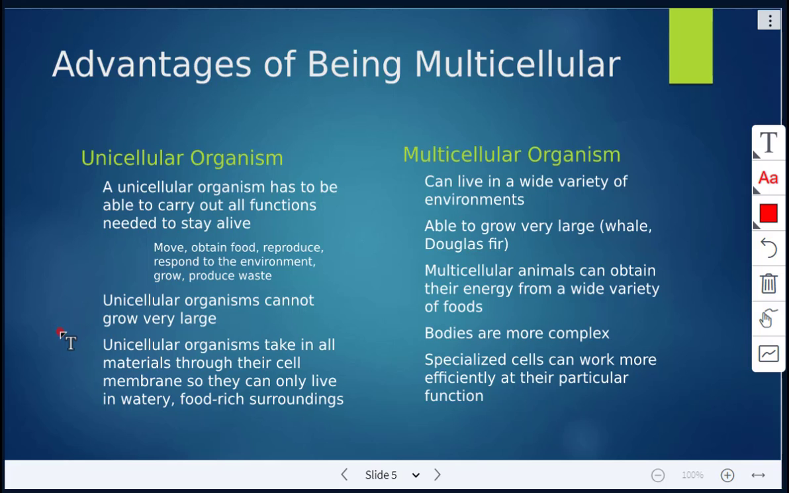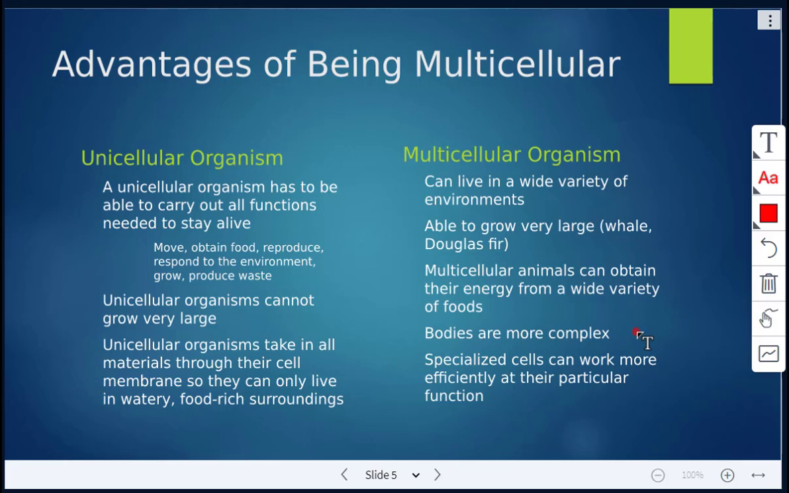Also, unicellular organisms have to take in all of their materials, all the nutrients and everything, through their cell membrane. Therefore, they can only live and survive in watery, food-rich surroundings. Multicellular organisms, on the other hand, can live in a wide variety of environments. We are able to grow very large, like the whale or the Douglas fir tree. Multicellular organisms or animals can also obtain their energy from a wide variety of foods. Like as humans, we can eat a huge variety of foods.